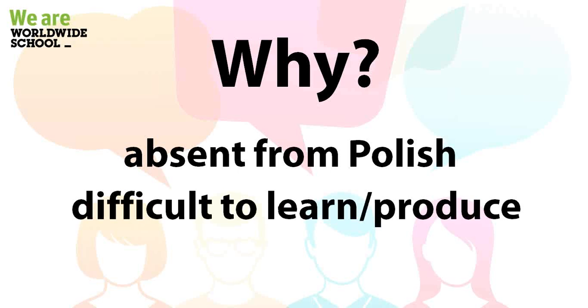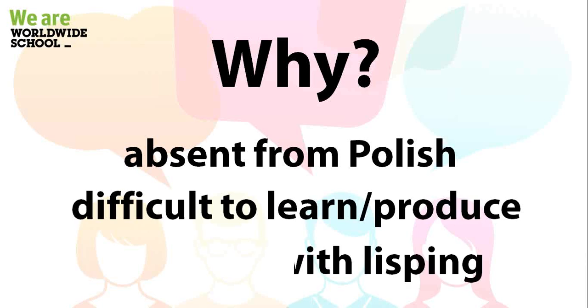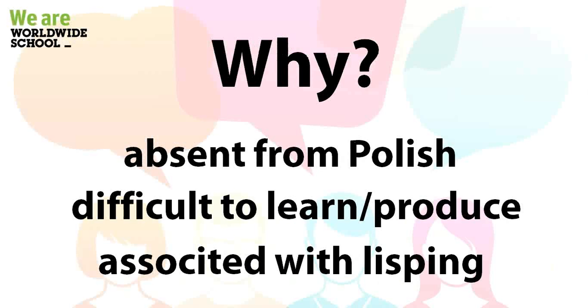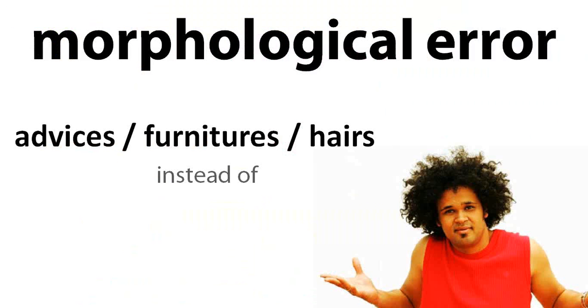If it's absent from your native language, then it is just difficult to learn the word, and it's even more difficult to produce this. And finally, when it comes to the Polish language, it's also associated with lisping. Lisping is seplenienie. So basically, this sound is present when people have problems with the correct pronunciation, and that's why very often this particular sound is avoided by Polish learners of the English language. So this was a look at phonological errors. Now, how about moving on to morphological errors?